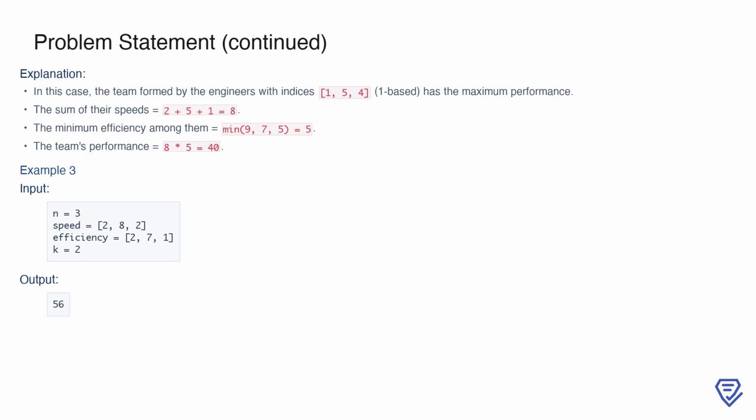In the second example, the values remain the same for n, speed, and efficiency, but now k equals 3, which means we can include up to 3 engineers. The optimal team in this case consists of the engineers with indices 1, 5, and 4. The total speed of these engineers is 2 plus 5 plus 1 equals 8, and their minimum efficiency is min(9, 7, 5) equals 5. Multiplying these values, the team's performance becomes 8 * 5 equals 40. As a result, the output for this example is 40.